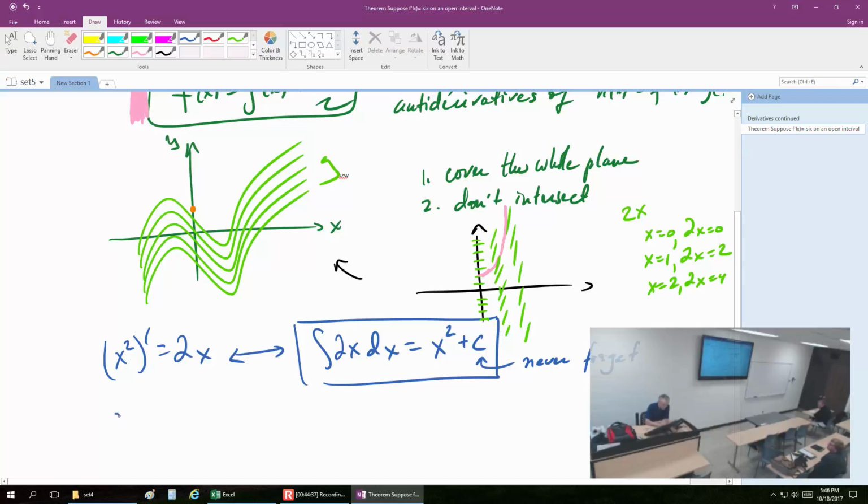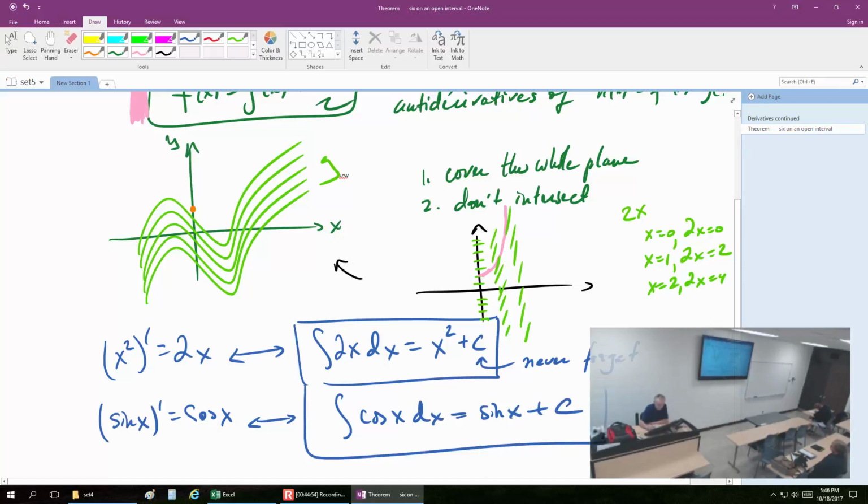And then I have (sine x)' is equal to cosine x, and once again I can write it equivalently. It is pretty much the same statement on the left as on the right: the integral of cosine x dx is equal to sine x plus c. Okay? That's the same statement. The only issues might be with differentiability, but all the functions that we know for the time being are differentiable.